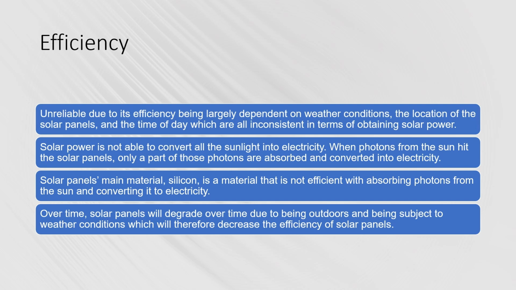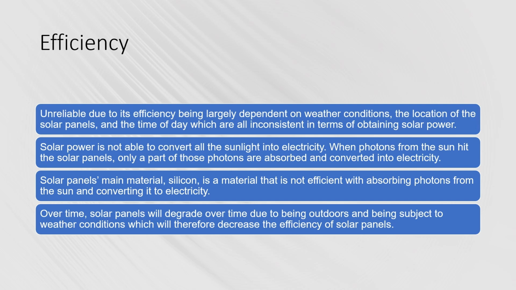Some of the other energy sources do not rely on weather and time variables, which are uncontrollable, and they can therefore maintain their source of power consistently. In addition, solar power is not able to convert all sunlight into electricity. When photons from the sun hit the solar panels, only a part of those photons are absorbed and converted into electricity. The rest of the photons are either absorbed but not converted to electricity, or they bounce off the solar panels, similar to a reflection.